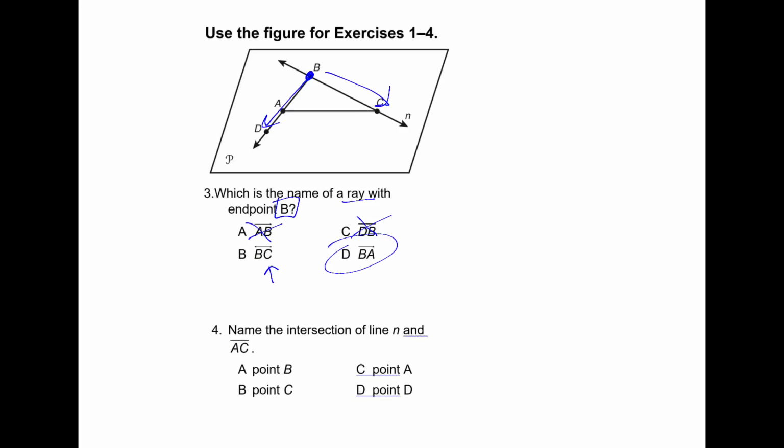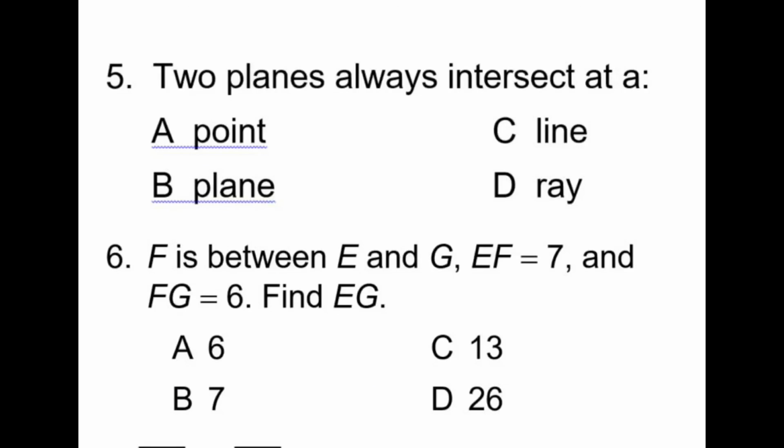Line N and segment AC, they cross here at point C. 2 planes always intersect at a line, in the same way that 2 lines always intersect at a point, and a plane and a line also always intersect at a point.